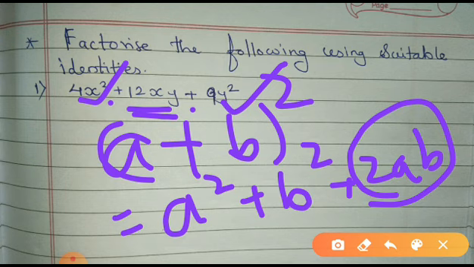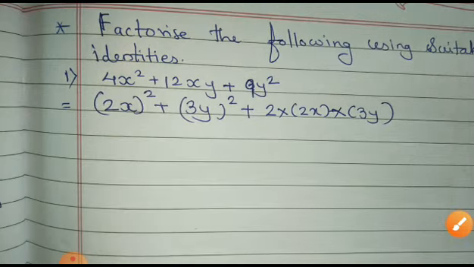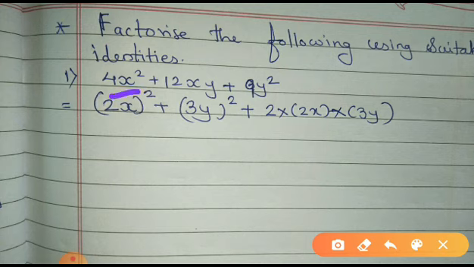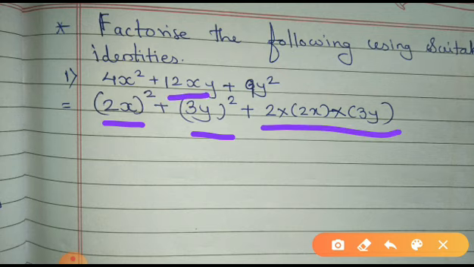Okay. What is my a? My a will be 2x. What is my b? My b will be 3y. Okay. So I have written 4x square as (2x) the whole square. 9y square I have written it here, and check whether 12xy can be written as 2ab, that is 2 into a is 2x into 3y. 2 2s are 4, 4 3s are 12. So 12xy I can write it in the form 2ab.